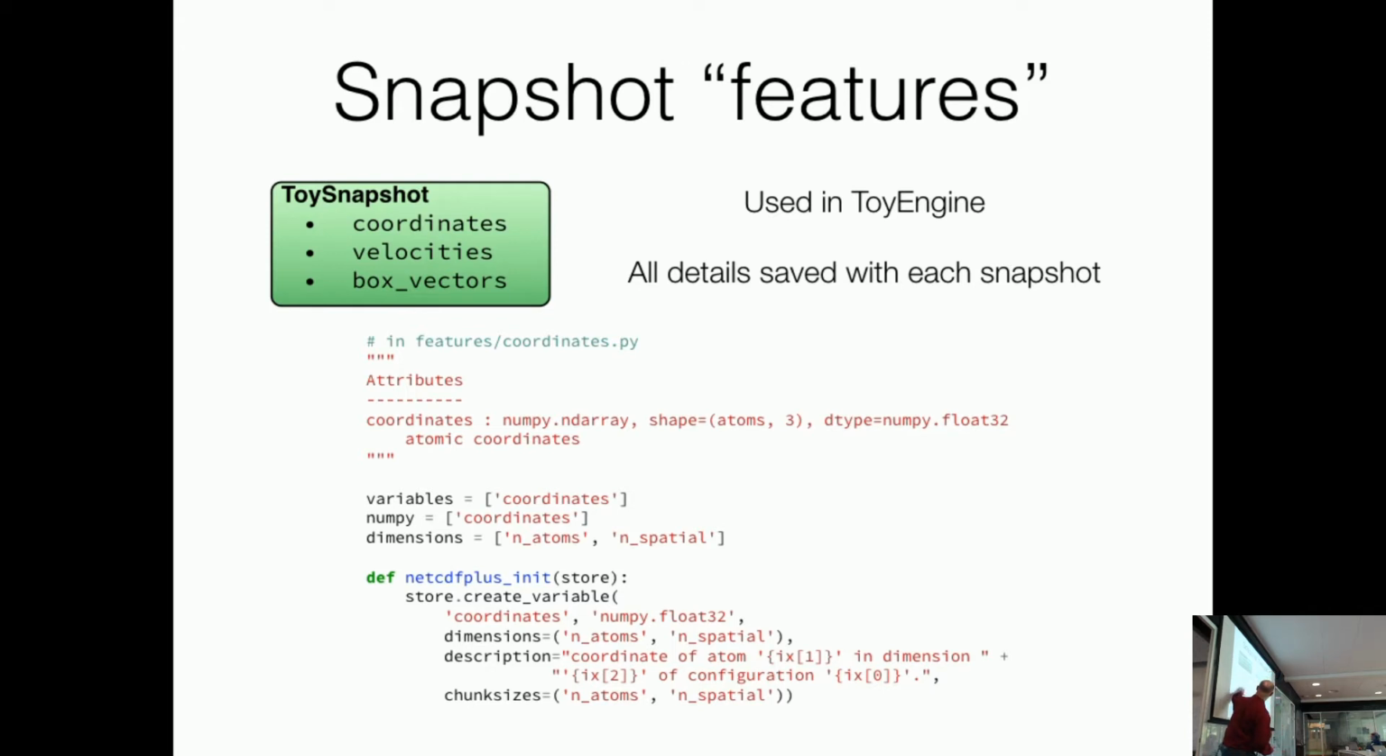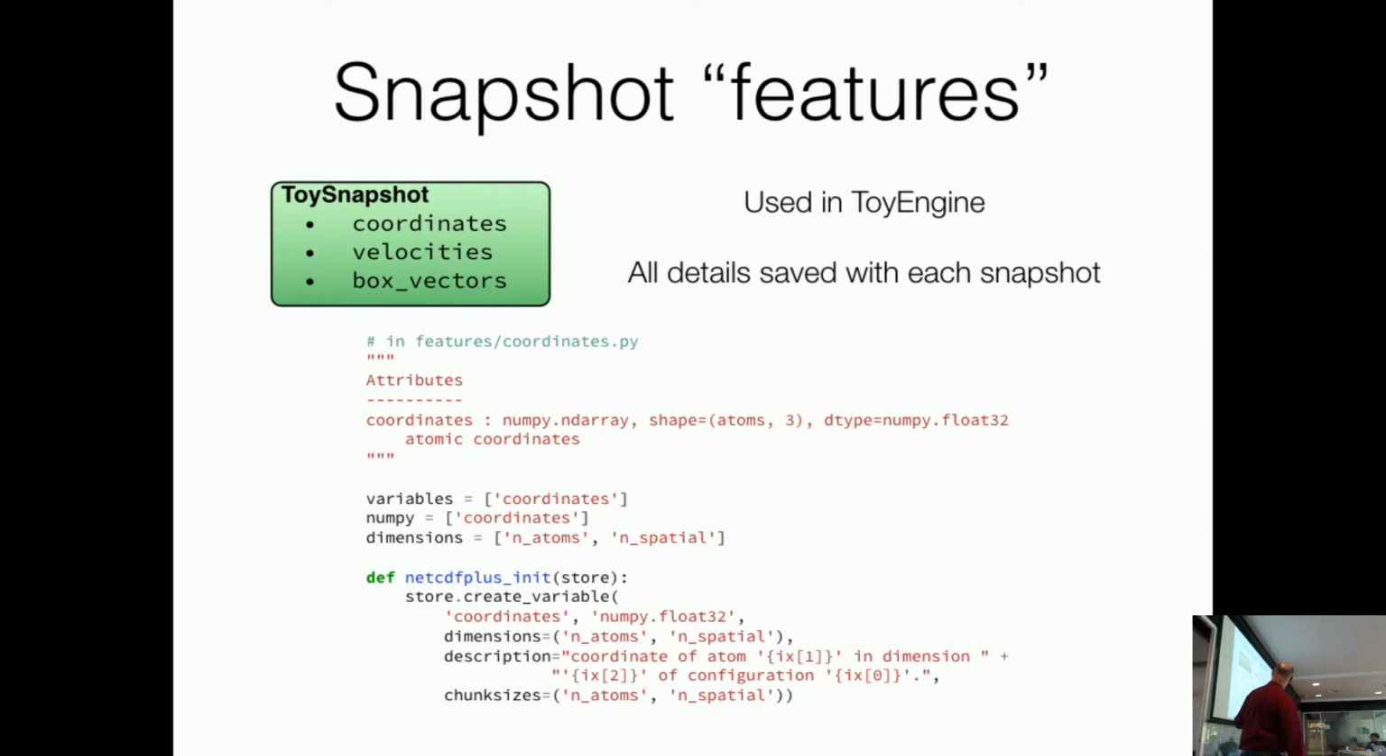Then you have to know what the variables are, and we say it's also a NumPy array in this case. It's going to be stored in NumPy. It needs to know the dimensions associated with it because it's going to be stored. And then this is all netcdf+. I'll talk more about storage later, but you just have to tell netcdf+ that we're going to create a variable called coordinates. Its type is NumPy float32 because the storage needs to know types. You tell it the dimensions, and the chunk sizes tell you something about how it will be reloaded. This is something you need for efficiency in loading.